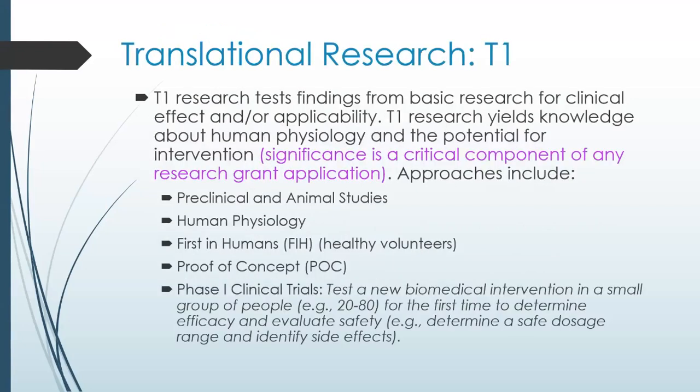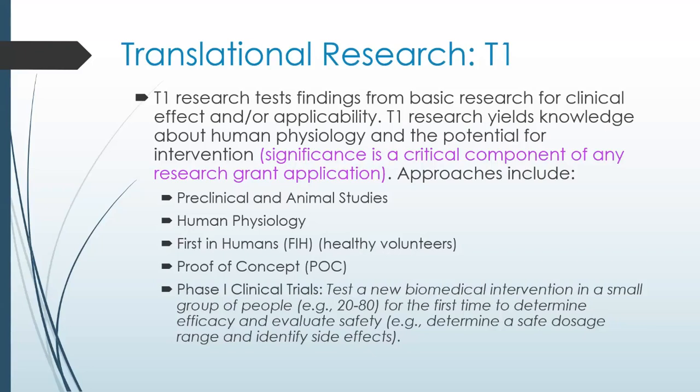So translational research goes from T1 to T4. I think it's worth understanding the definitions here. If you start with T1 research, it tests the findings from basic research that you would do in a basic research lab, testing them for clinical effect and/or applicability. It gives us knowledge about human physiology and the potential for an intervention.